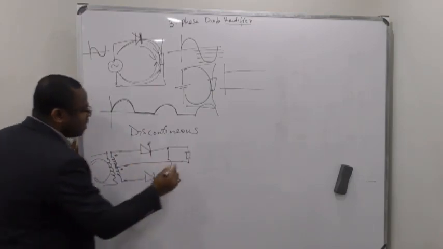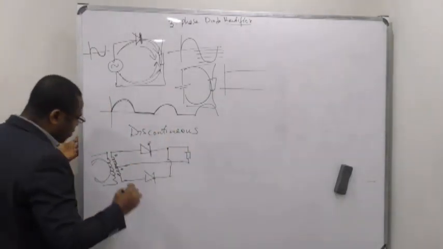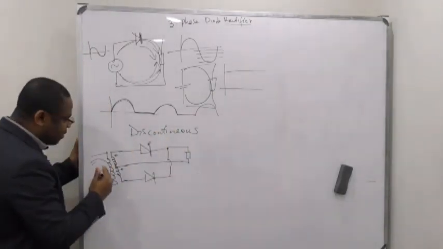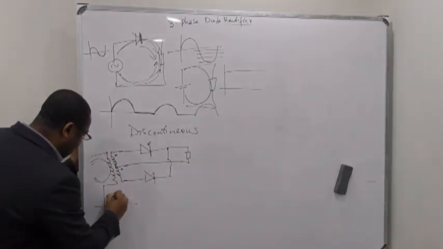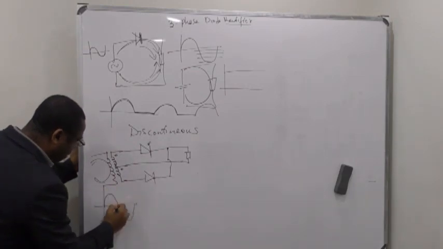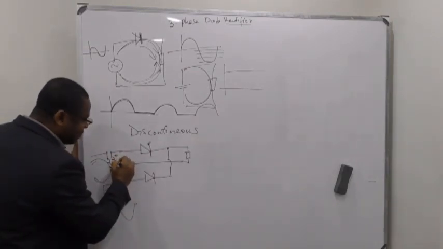But now let's check what happens to the load. The first half cycle, as this AC is going forward, backward, on forward, here we're going to have the first half cycle.